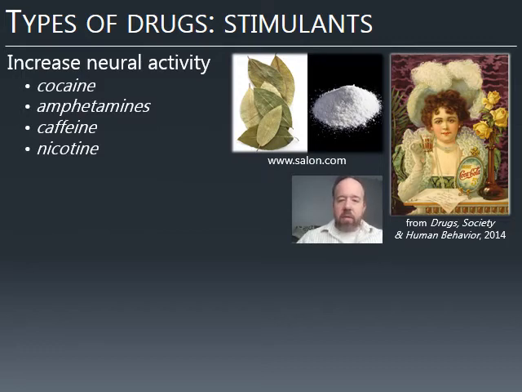And you'll notice that many of these things are naturally occurring. Amphetamines are not, they're synthetic. But cocaine comes from coca leaf. Caffeine can be found in coffee beans, but also tea leaves and chocolate. And nicotine, of course, naturally occurs in the tobacco plant, which is why tobacco is cultivated. It's not really useful for too many other purposes.